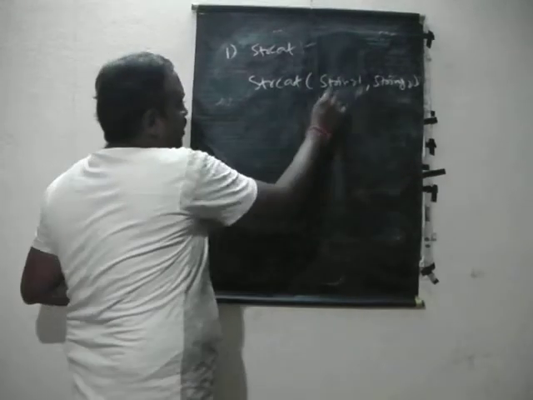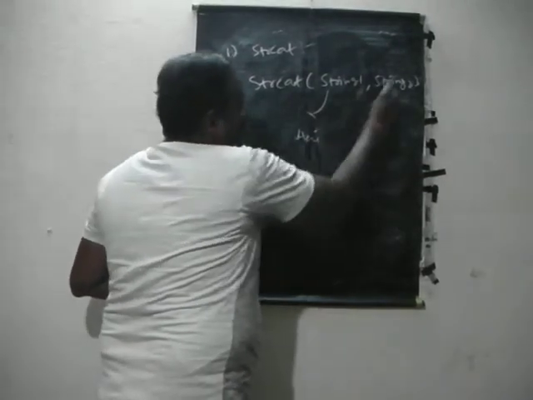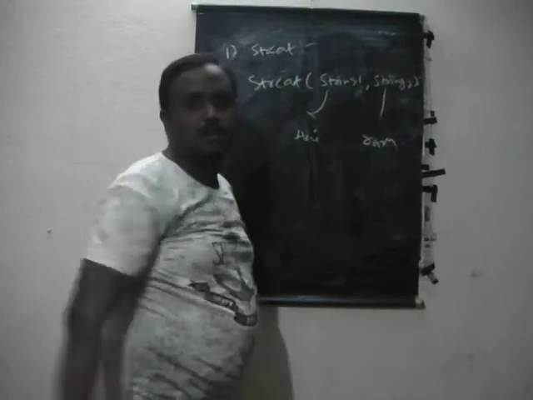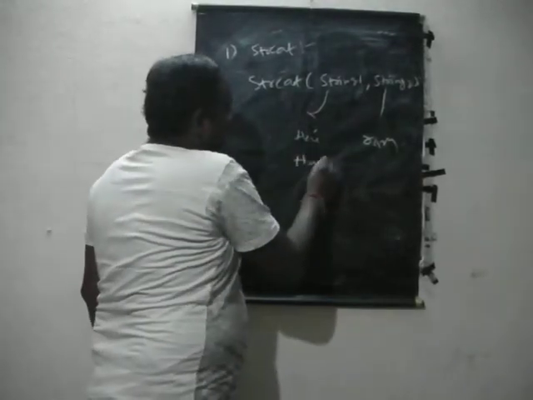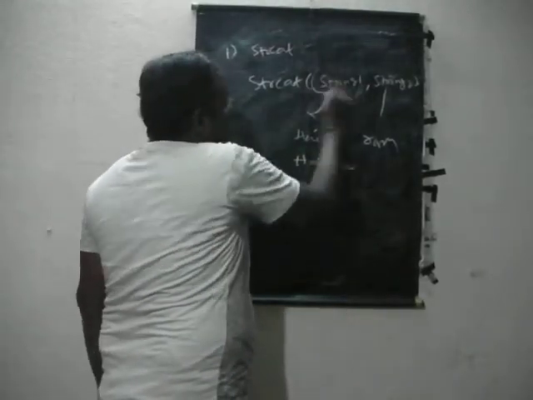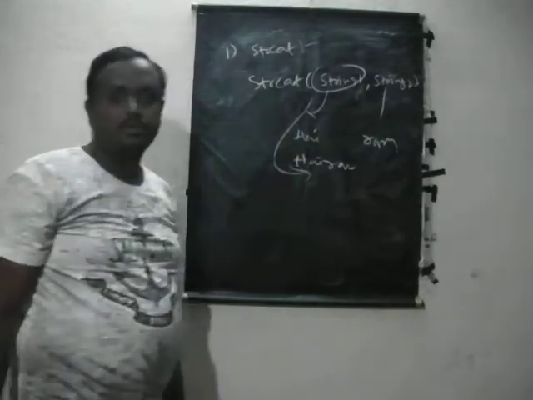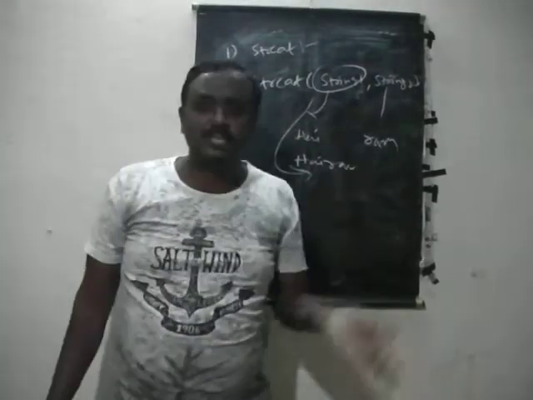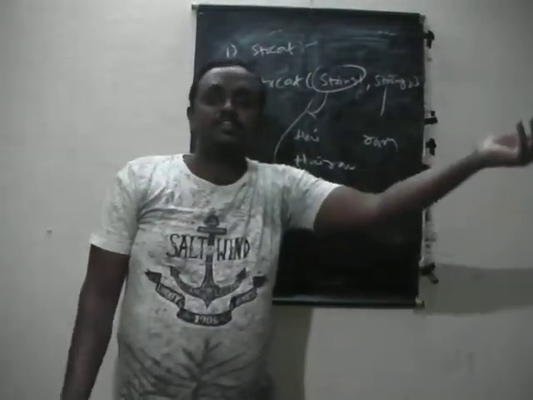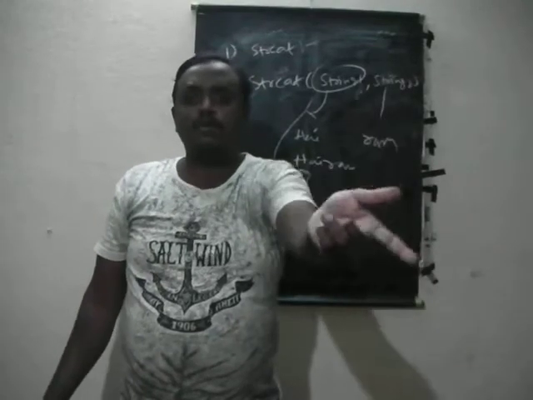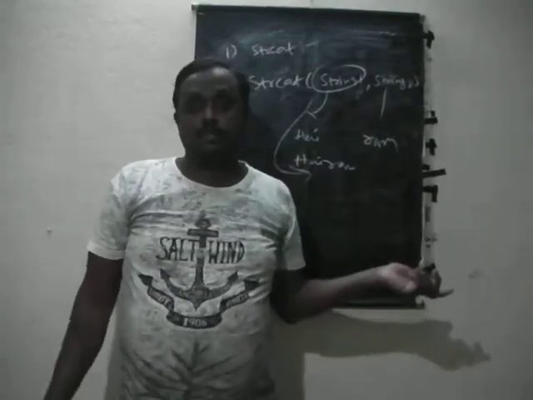For example, string 1 contains "hi", and string 2 is "Ram". We concatenate the other string, so now the string will be "hi Ram". String 1 will be replaced with the existing string plus whatever string you want to concatenate. This is what you need to know.